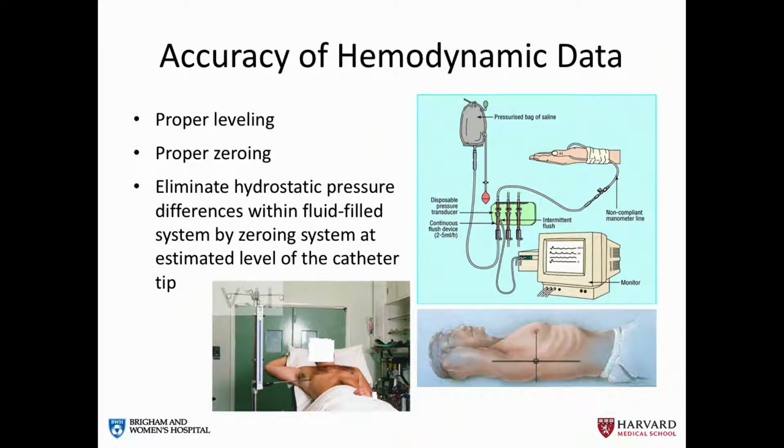Now, before we can do good, accurate hemodynamic monitoring, we actually need to be able to assure ourselves that the data is good quality. That requires good calibration and an understanding of not only the setup of the system, but calibrating the system. You can see an example of a patient down here, as well as over here, indicating what's called the phlebostatic axis. That's trying to line up our transduction system with the right atrium. And generally it's felt to be in the mid-axillary line in relation to the nipple. We want to make sure the system is properly leveled, properly zeroed to the phlebostatic axis, and make sure that we're eliminating any hydrostatic pressure differences within the catheters that we're using.